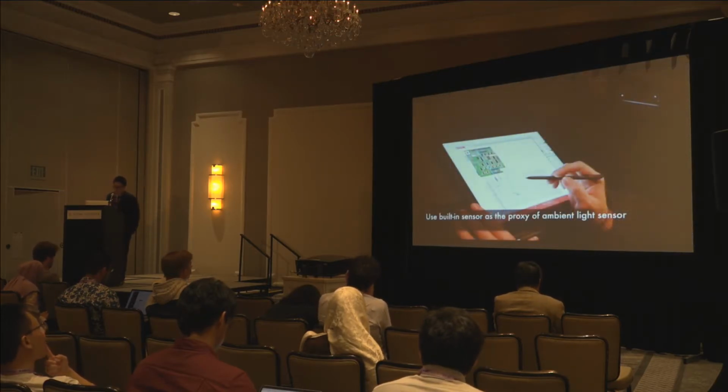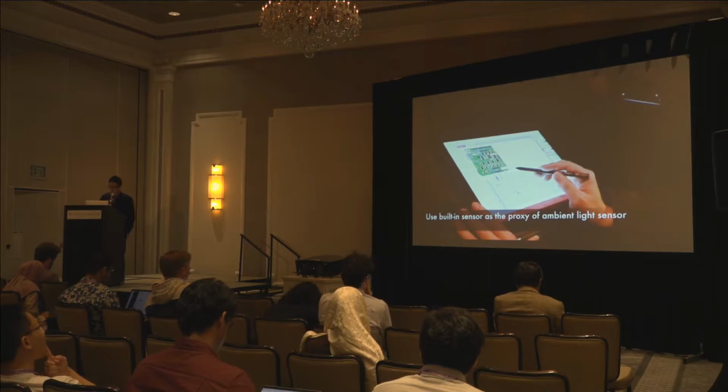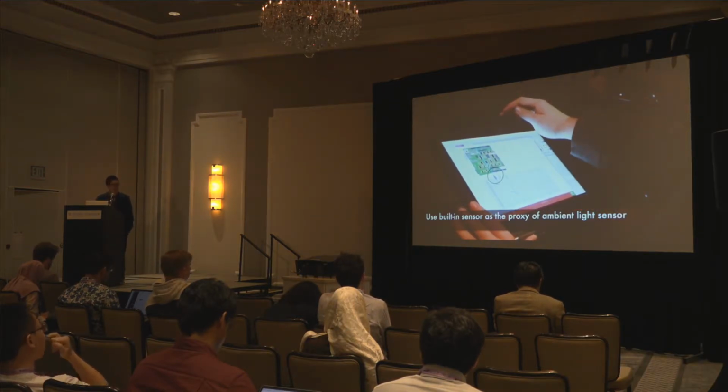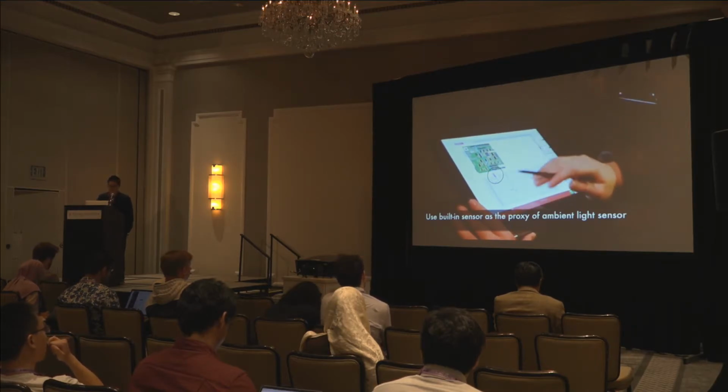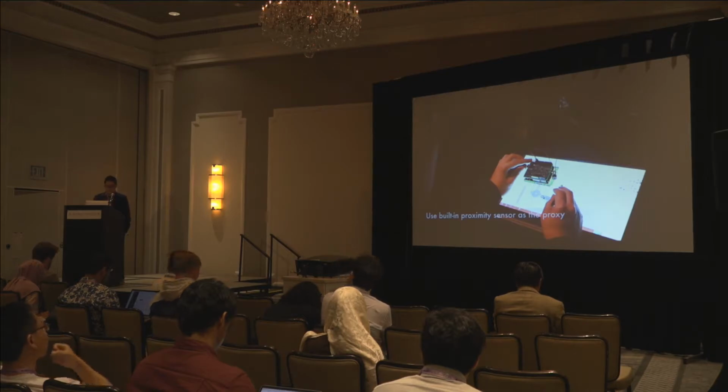So for example, a user can link a virtual photoresistor to a built-in ambient light sensor, which lets them physically interact with it as though the component were real. Similarly, the built-in proximity sensor can be used to detect distance, and can be linked to distance sensors.